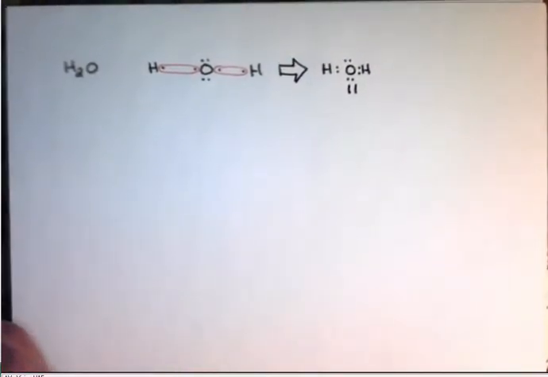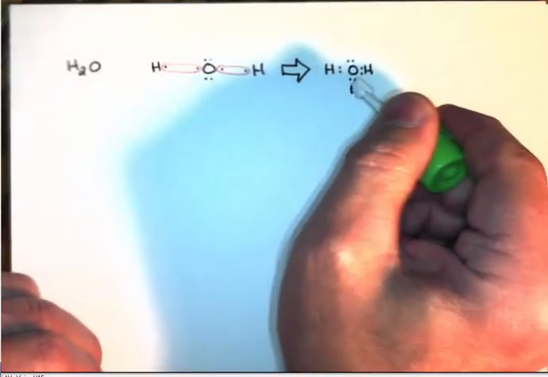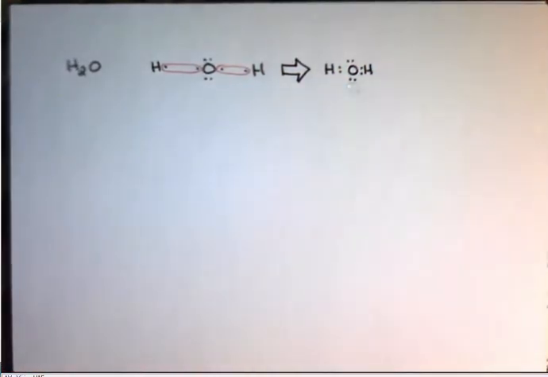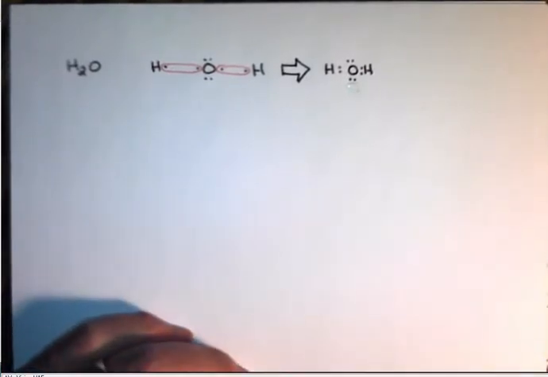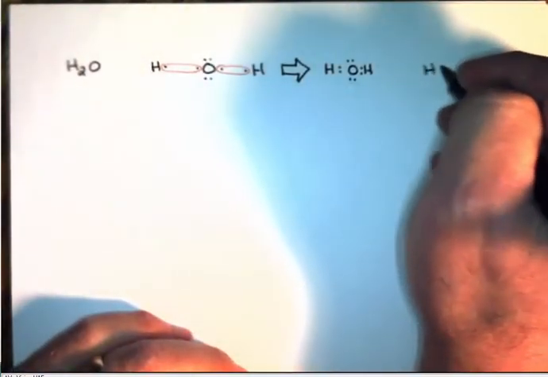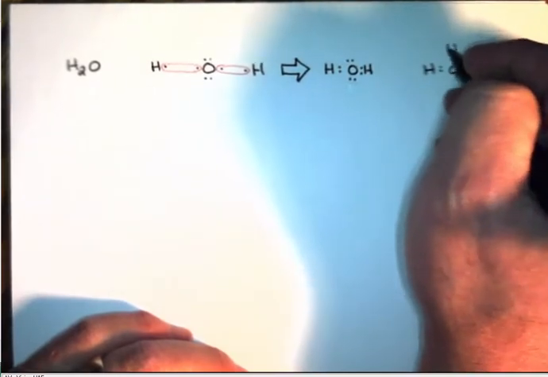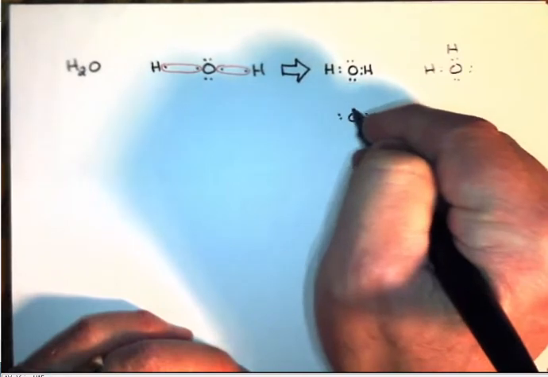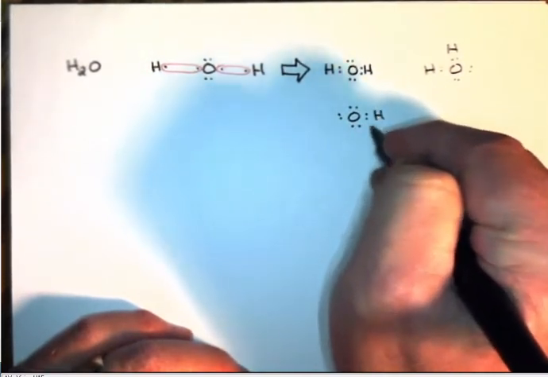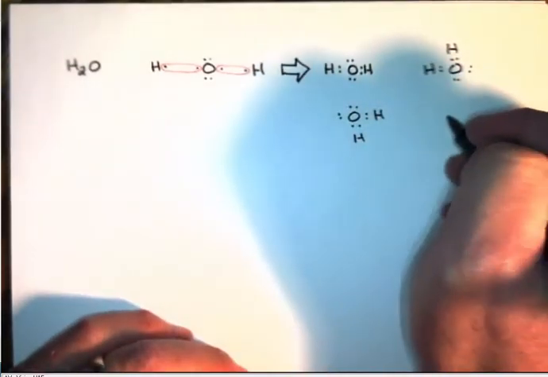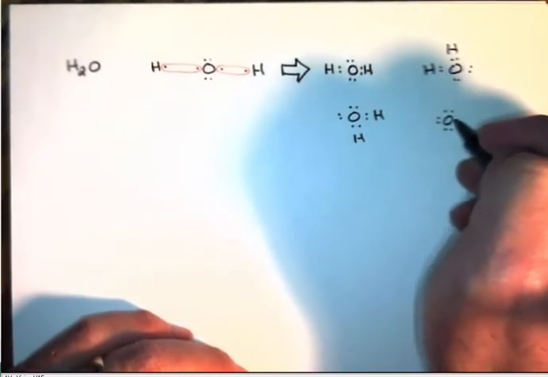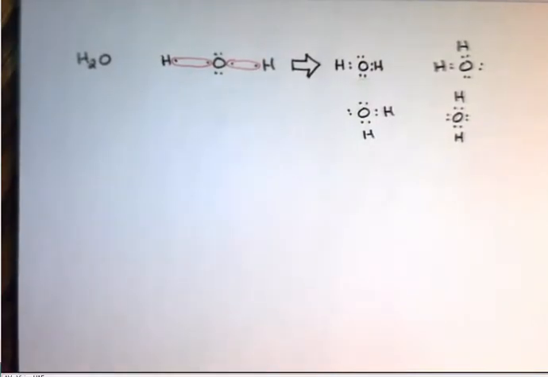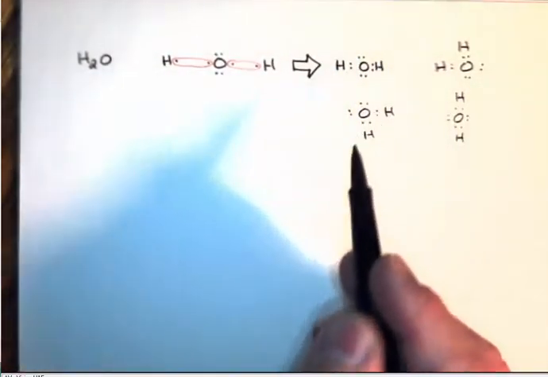Now that's not the only way to draw this. It's just the way I chose to draw it today. It's perfectly okay to put the hydrogens on some other sides. So we could also put the hydrogen up here, or we could put the hydrogen here and here, or we could do it with the hydrogens here and here. It doesn't really matter, okay? All those are perfectly okay. And those are called Lewis dot formulas, okay?